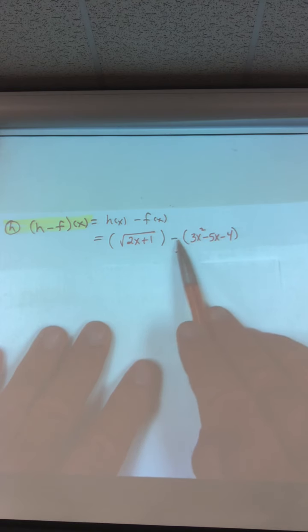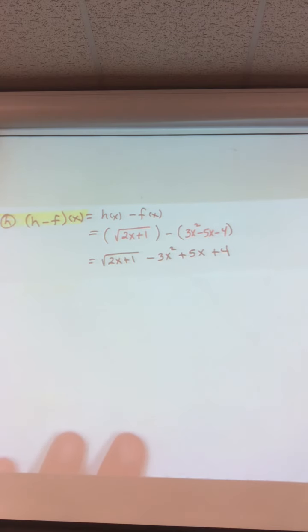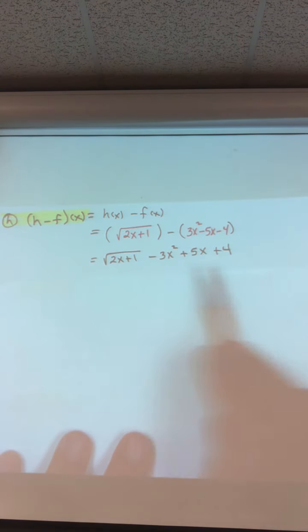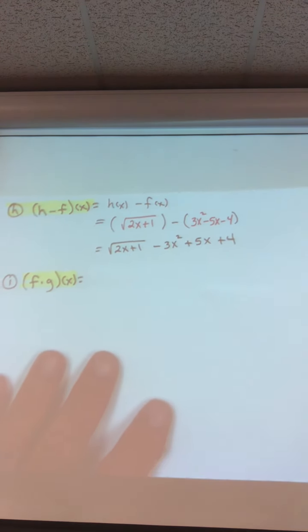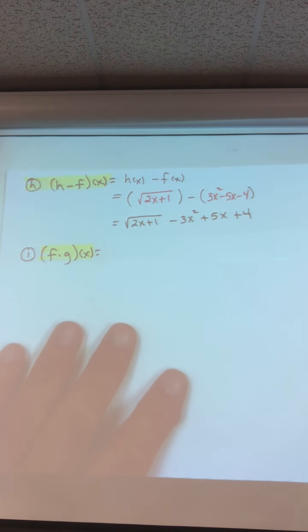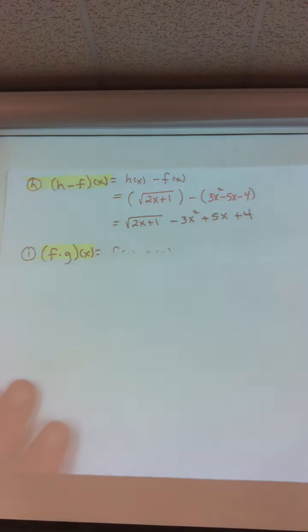Now, I've got to distribute the negative through. So it's going to make that negative, that positive, and that positive. That's the next line. But you can't do anything else with that because you can't add this stuff that's not under a radical with stuff that is under a radical. So that's your answer. All right, f times g of x. Separate it out. This would be f of x times g of x.